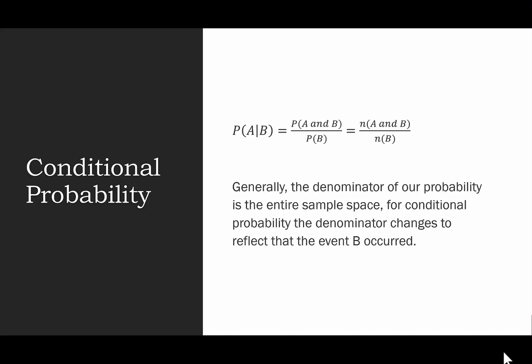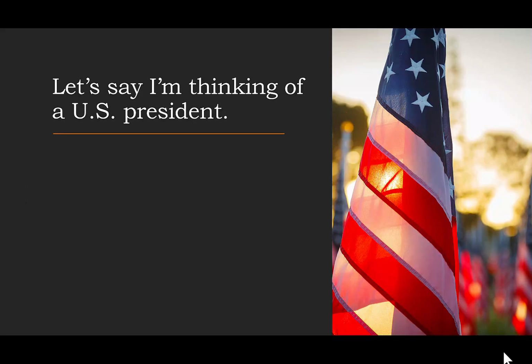This can also be calculated by finding the number of times that A and B occurred divided by the number of times that B occurred. What I want you to notice is that generally the denominator of our probability is the entire sample space. For conditional probability, the denominator changes to reflect that the event B occurred. Let me give you an example.